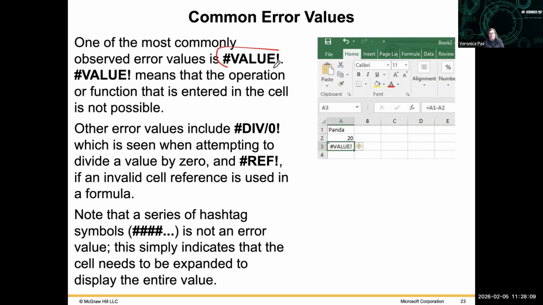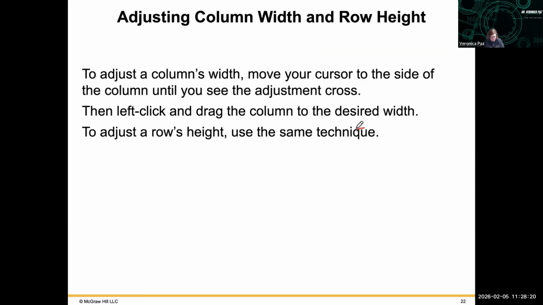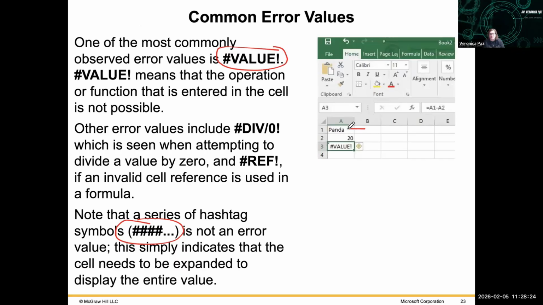If you see these pound signs, that means something's wrong, right? That's like an error message. Usually a value error will tell you that, hey, you're trying to add things, and in this case you can't add panda, because it's text, and you can't add that to 20. And then sometimes when you see these pound signs, that just means that you need to expand the cell in order to make it bigger so that you can see it. So make sure you are aware of those.